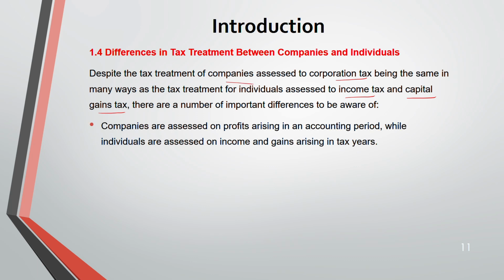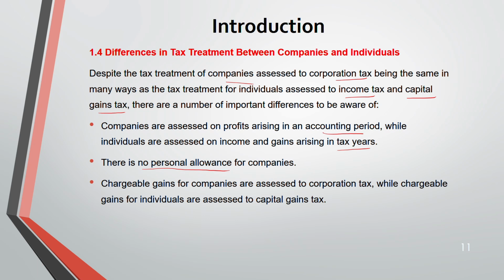First difference, companies are assessed on profits in an accounting period. Individuals are assessed on both income and gains in a tax year. Then, there is no personal allowance for companies. I repeat, no personal allowance for companies. Third difference, chargeable gains for companies will be assessed to corporation tax, but chargeable gains for individuals will be chargeable to capital gains tax. So for gains, companies pay corporation tax; for individuals, it is capital gains tax.